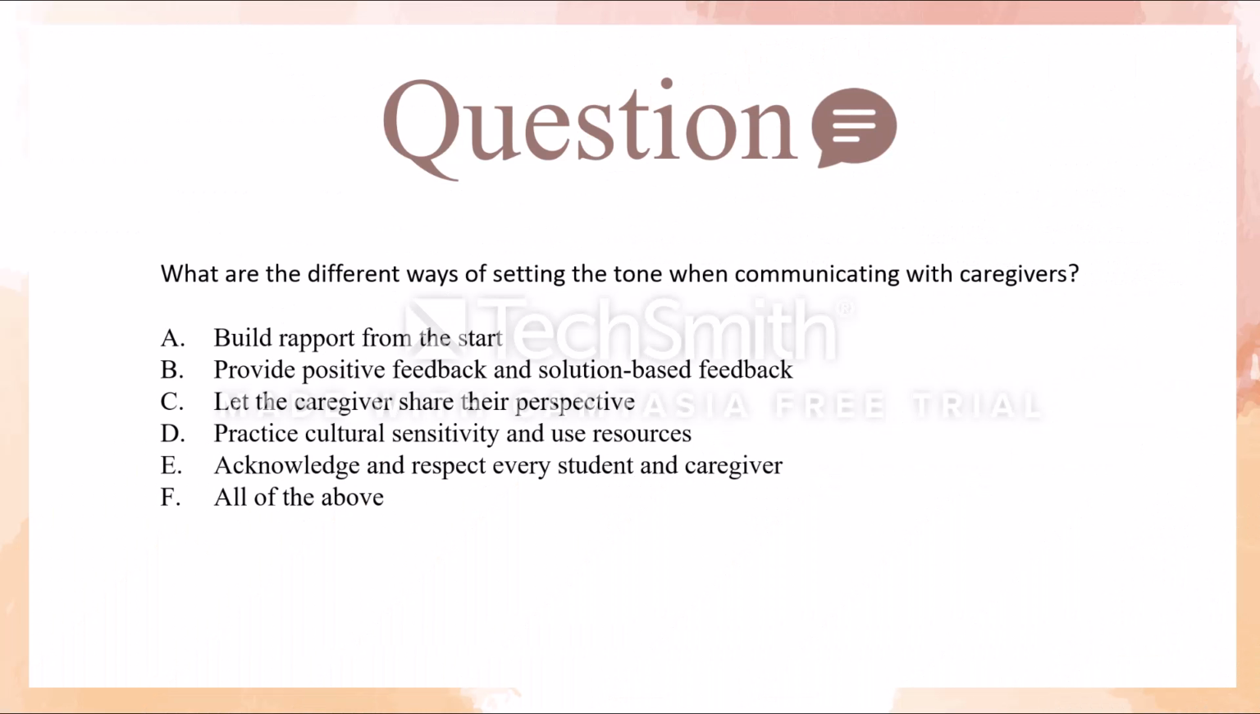Here's a question for you. What are the different ways of setting the tone when communicating with caregivers? A. Build rapport from the start. B. Provide positive feedback and solution-based feedback. C. Let the caregiver share their perspective. D. Practice cultural sensitivity and use resources. E. Acknowledge and respect every student and caregiver. F. All of the above. The correct answer is F. All of the above.